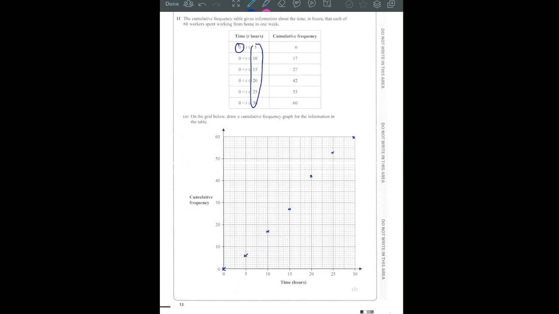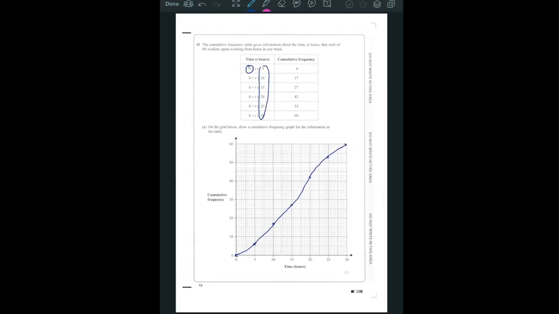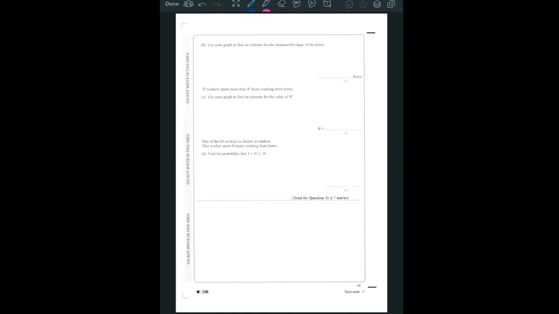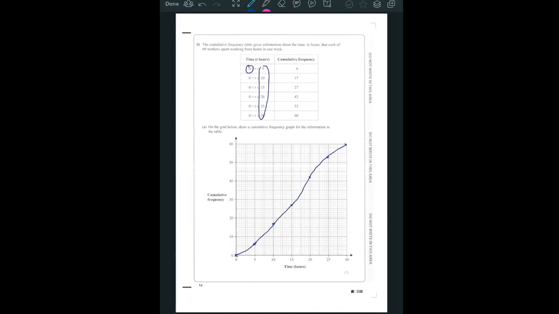Now in the exam, you should join these up with a nice smooth curve, pencil ideally. Mine's not perfectly smooth. You can see it wiggles in a little awkward way in the middle, but that would be sufficient. Part B of the question, use your graph to find an estimate for the interquartile range. Interquartile range, we need the upper quartile and the lower quartile. Well, they are at a quarter of the way up and 3/4 of the way up.